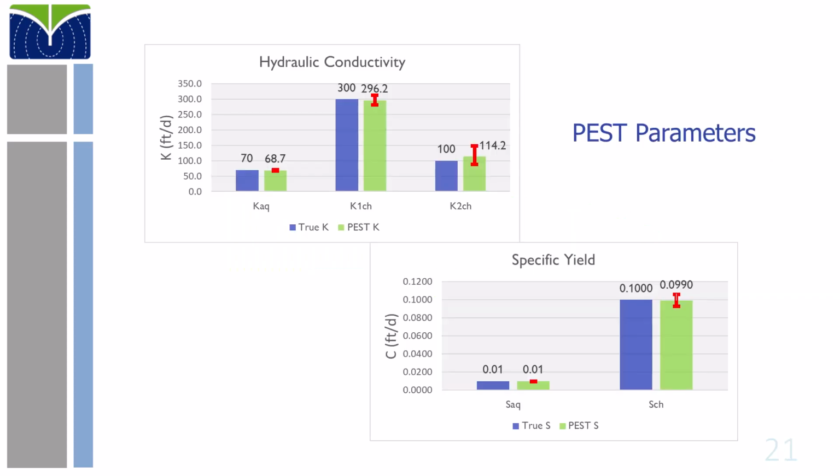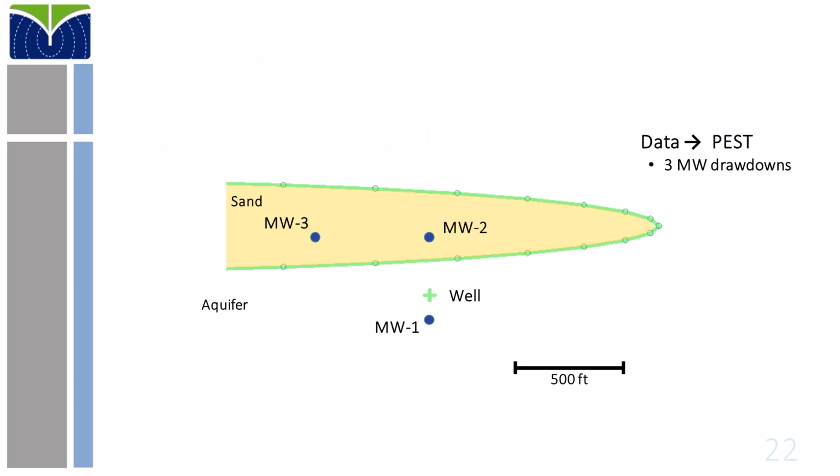PEST does a pretty good job. The PEST, aquifer, and sand hydraulic parameter estimates show the green bars are close to the known model inputs. But it has a bit of uncertainty in estimating the channel sand's longitudinal K, and even greater uncertainty in estimating the cross sands K value. This is because we have not provided PEST with much information in this direction across the sands.